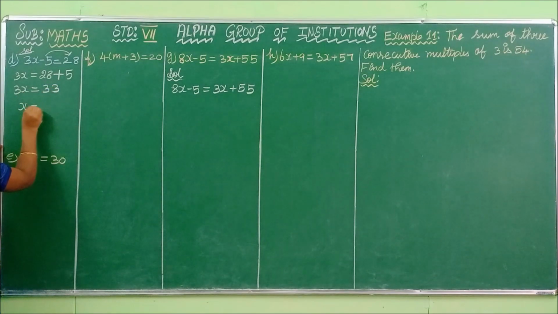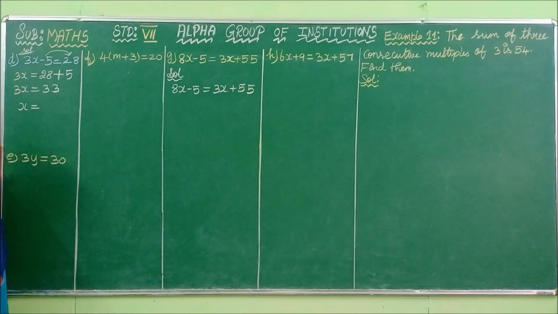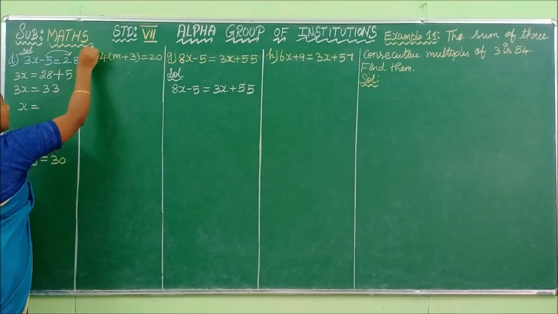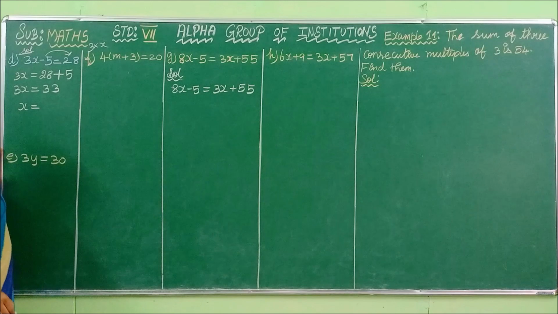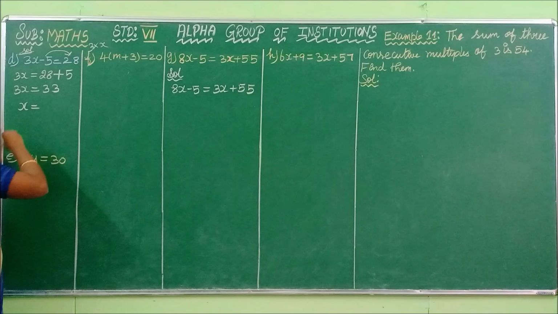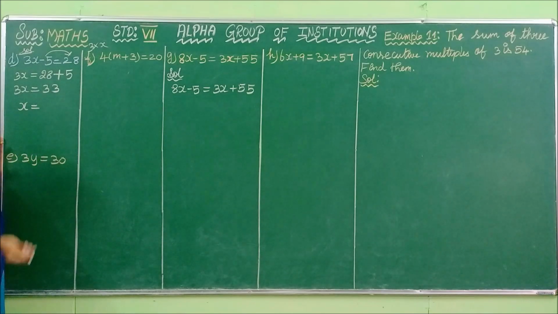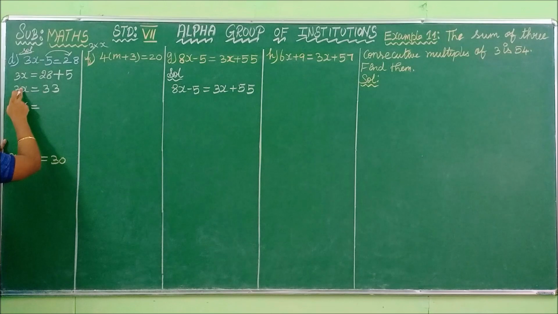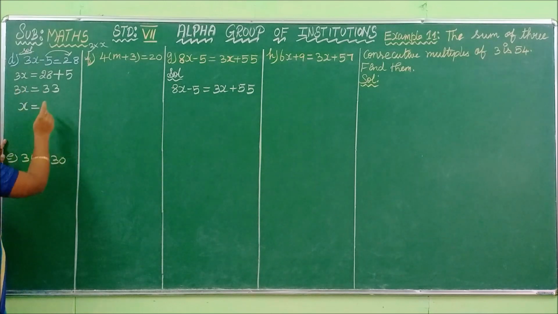So x equals, what is the operation between 3 and x? Yes, multiplication. 3x means 3 into x. So in the process of the transposing method, if you bring one term from one side to the other side, its sign should be reversed. So multiplication is reversed as division. Division is reversed as multiplication. Subtraction is reversed as addition. Addition is reversed as subtraction.